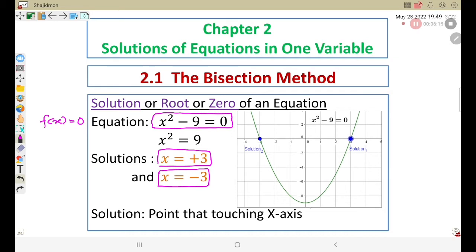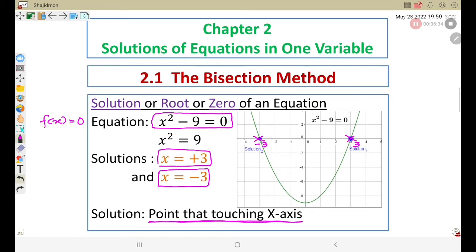On this side you can see this graph touching 2 points on the x-axis. One is here and the second one is here. What is this point? This is number 3, correct? And this is minus 3. So I hope you understood what is the meaning of the solution. Solution means a point that is touching the x-axis.